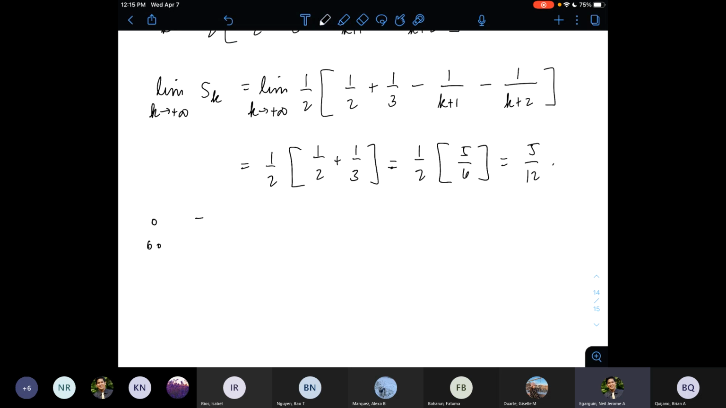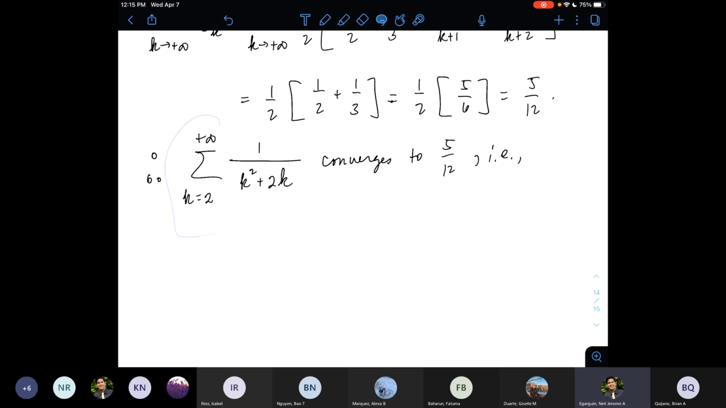So therefore, the series is convergent, or you can also say it converges to 5/12. Or in other words, the sum is equal to 5/12. Okay? Does that make sense?